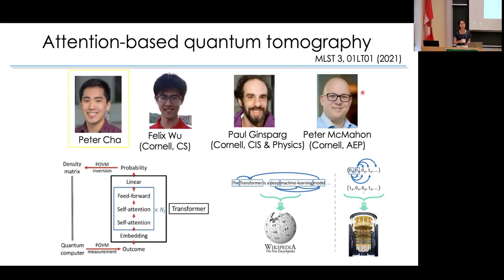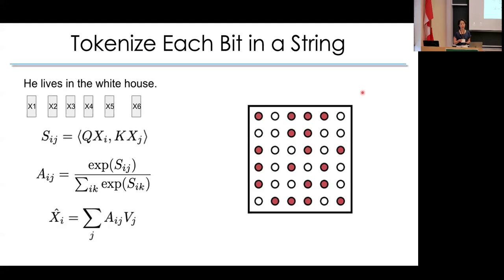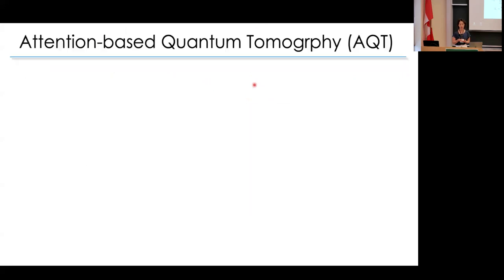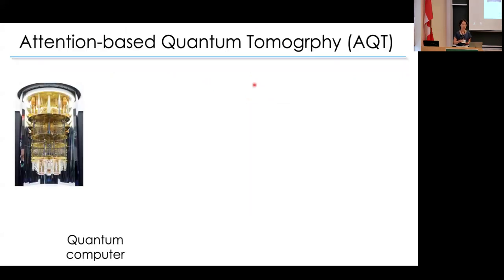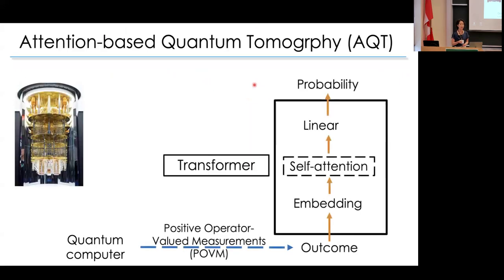in this paper. And what we tried in this case was we had an idea that, well, maybe actually we really care about entanglement or correlation between different qubits. So we're going to take each bit as a token. Token means entry into this vector, element of a vector. And we tokenize each bit in a string. And that's how we try to learn. And that was this attention-based quantum tomography idea.